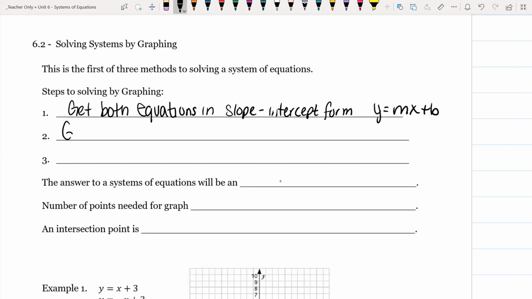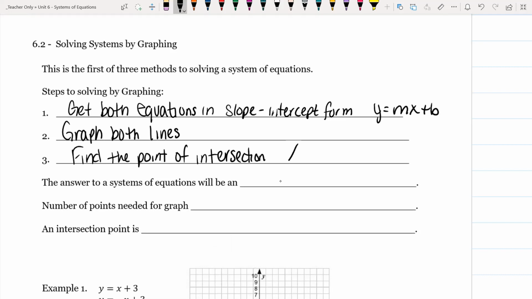And then you graph both lines. So we're graphing both lines on the same coordinate plane. And then you need to find the point of intersection, which is where they both cross, okay? So the answer to a system of equations will be an ordered pair. So remember x comma y, and that's the form that you have to put it in. You have to put it in parentheses, you have to put the comma, you have to put the x first, okay, because that's the answer.